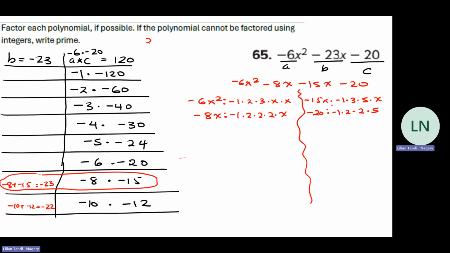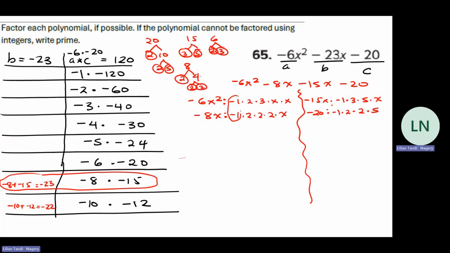So, show your work. 20, 2 times 10, 2 times 5. 15, 3 times 5. 8, 2 times 4. Break down 4, 2 times 2. Make sure you're writing clearly also. Be proud of your work. Break down 6, 2 times 3. Now find your common factor.